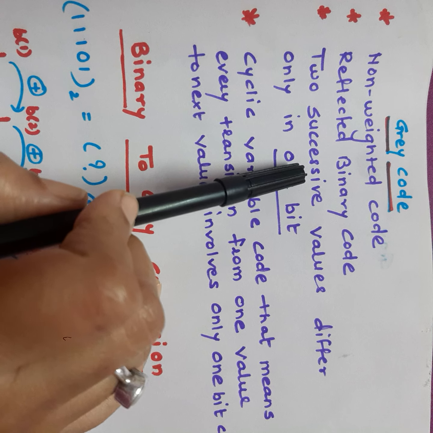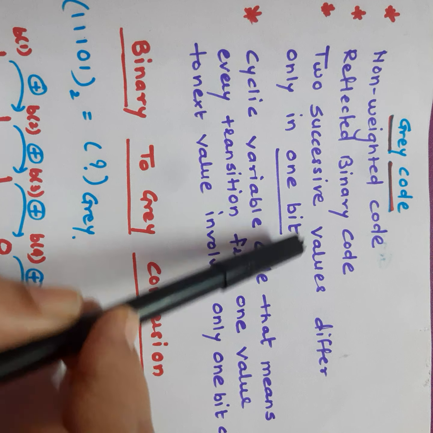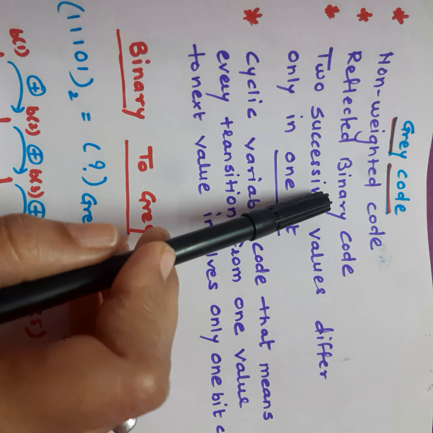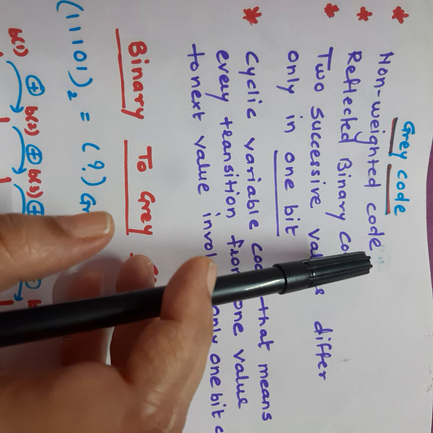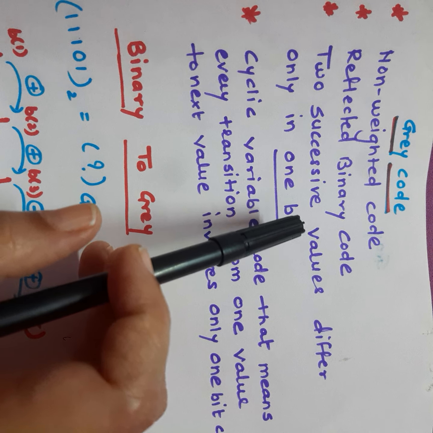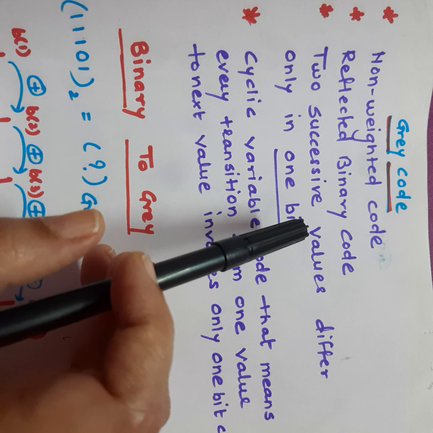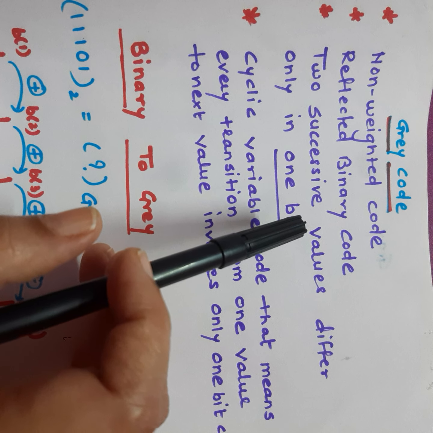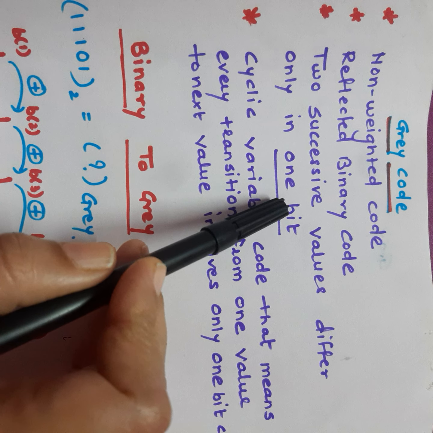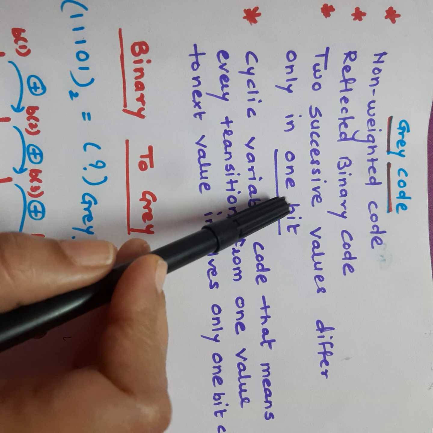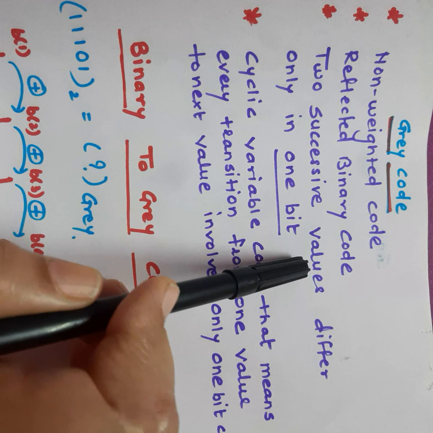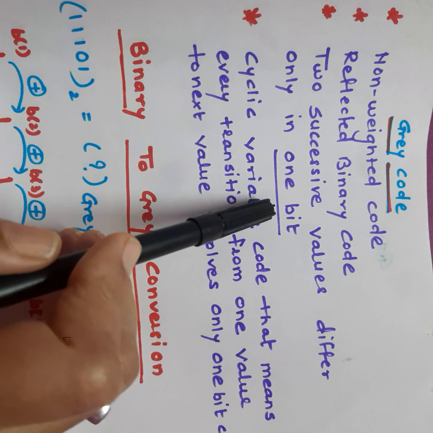Here, two successive or consecutive values differ only in one bit. In binary code, if you see, two consecutive numbers do not differ by only one bit. They can differ by 2 or 3 bits also. But this is the speciality, or you can say this is the property of this gray code, that the two successive values differ only in one bit.